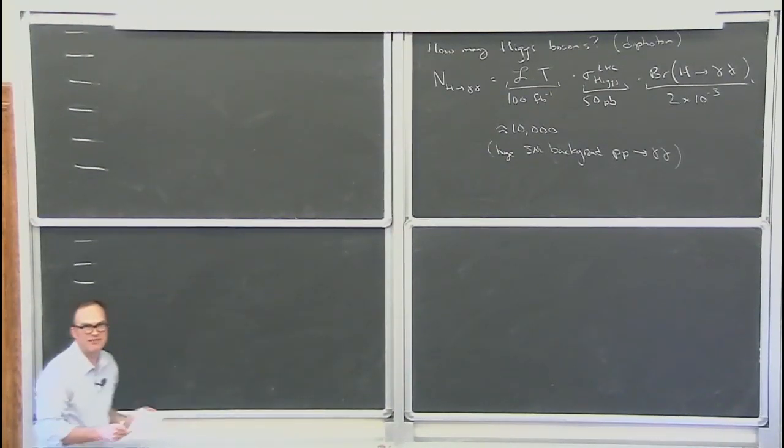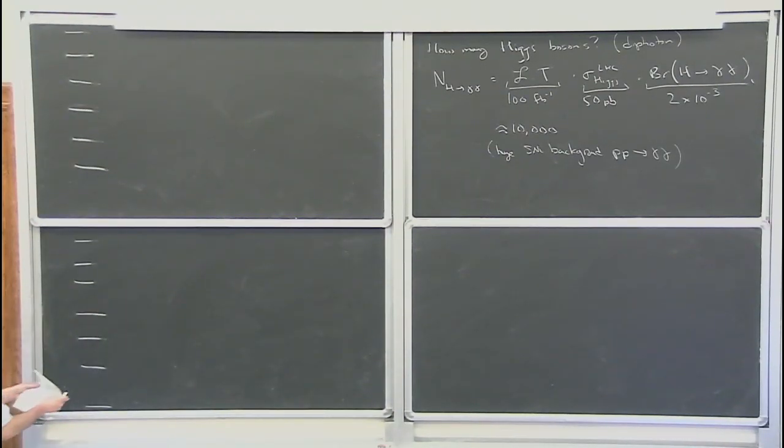Okay. So I'm going to do everything in picobarn units. So we'll start up here with 10 to the 12 picobarns. This will be 10 to the 9 picobarns. This is going to be 10 to the 6 picobarns.